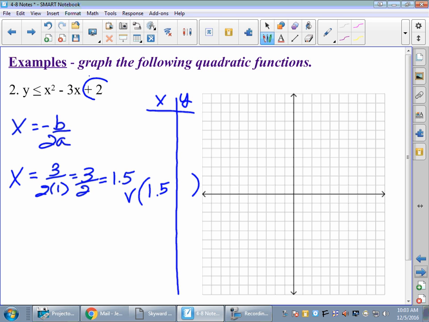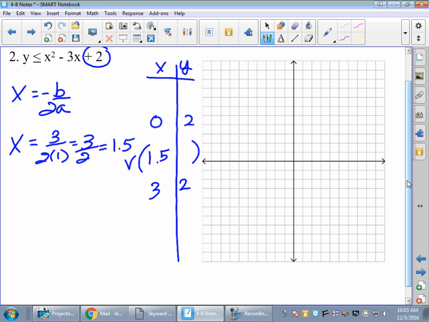I also know that this positive 2 is my y-intercept. So I'm going to put that in there as well, 0, 2. And so that means that 3, 2 is another ordered pair I have. So I got to find my vertex. So I'm going to plug 1.5 or 3/2 into this equation. Y equals 3/2 squared minus 3 times 3/2 plus 2.